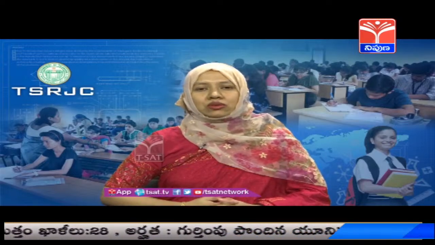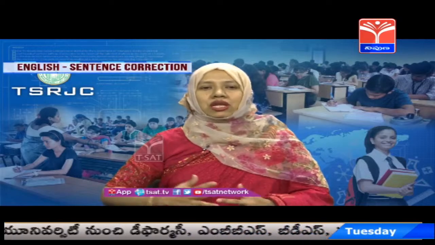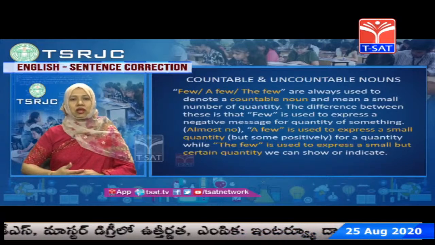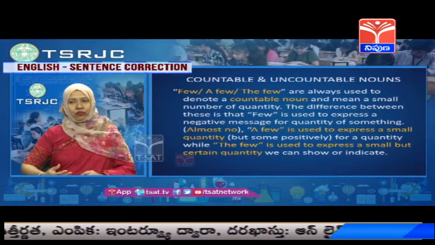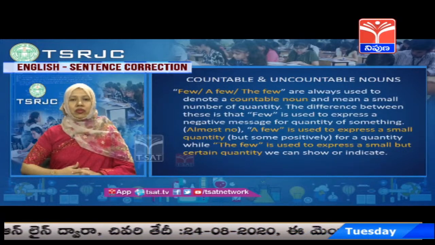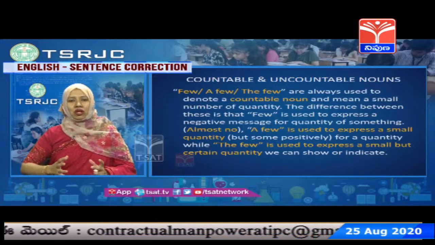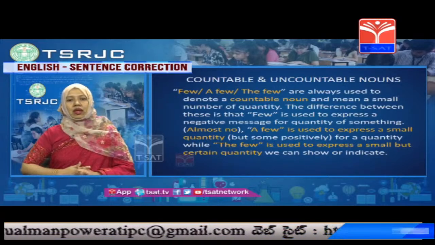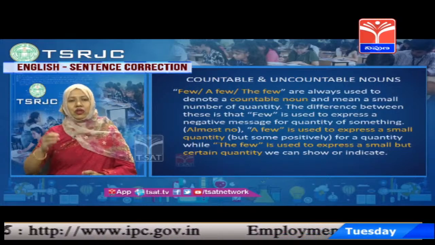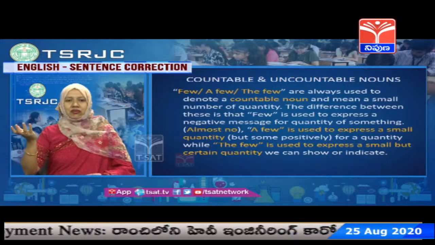As you know, countable nouns are the things which can be counted. Uncountable nouns means which cannot be counted. So before countable nouns, we use few, a few, the few to describe the number. Now, they are always used to denote a countable noun and mean a small number or quantity. The difference between these is that few is used to express a negative message. When you use few, it means very less.